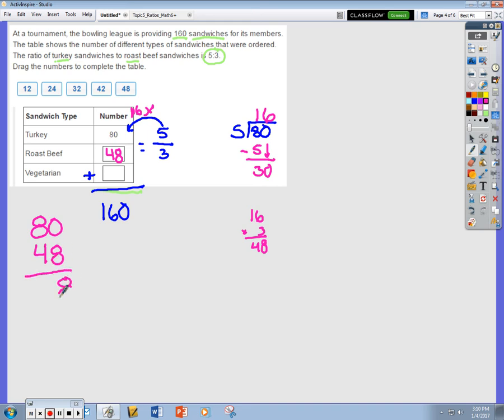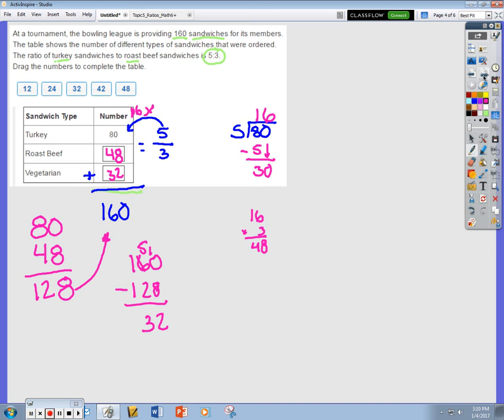That gives me 8. 8 plus 4 is 12. I have 128 sandwiches out of a possible 160. To find the difference between these two, to figure out how much vegetarian I have, 160 minus 128. I think of 128 as close to 130. 130 is 30 away from 160, plus an additional 2. That should give me an answer of 32. So I would drag the 32 right here. Hope that helps make sense with that question.